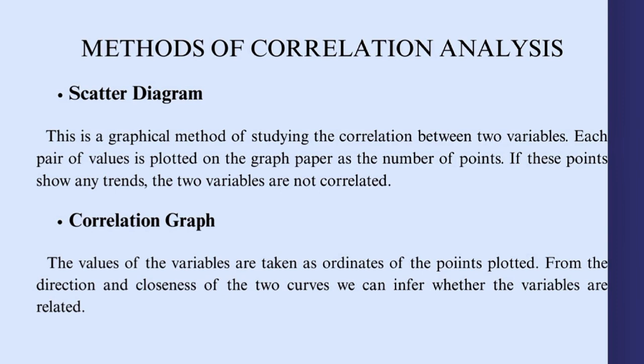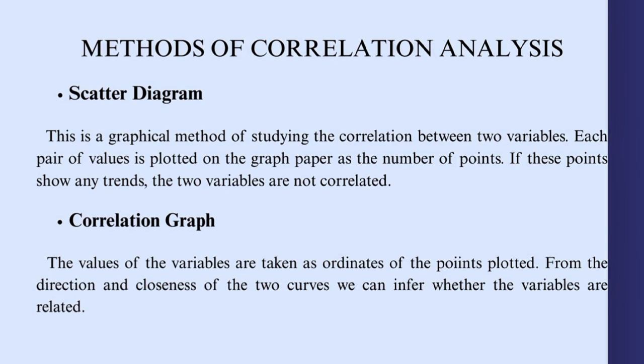Correlation can be measured through three different methods: scatter diagram, correlation graph, and coefficient of correlation. So, the scatter diagram is a simple and attractive method of measuring correlation by diagrammatically representing a bivariate distribution for determination of the nature of correlation between the variables. This is known as the scatter diagram method.